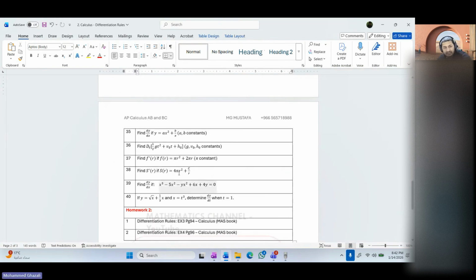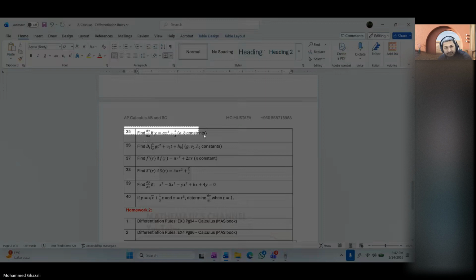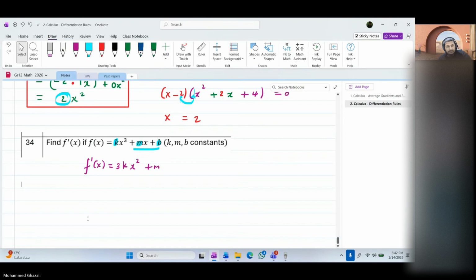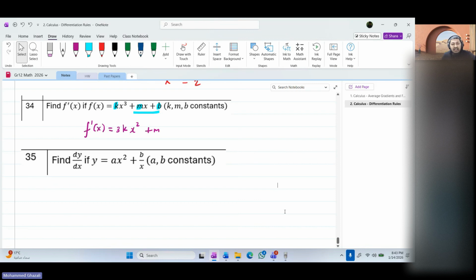Look at question number 35. Now we're coming across all different notations. Find dy dx if y equals ax squared plus b over x. Now we have a problem because this is in power form and this is in rational form. So put everything in power form. So y is equal to ax squared plus b x to the power negative 1, because I just brought this x up. Now we can find dy dx because that's already in power form.